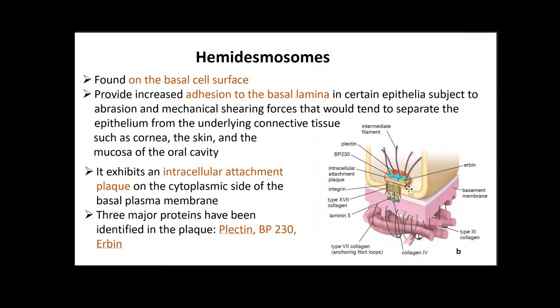Again, it's very similar to focal adhesion, just the proteins are different. Plectin, BP230, and erbin make up the intracellular compartment. Then you have the integrin here, the same, attached to laminin type 5 in the basement membrane. Gap junction is the last one.